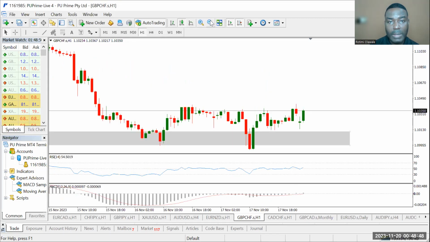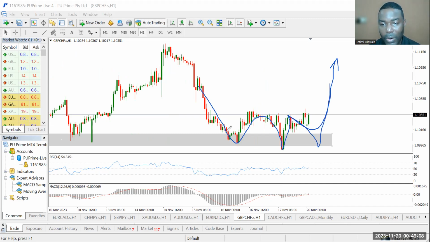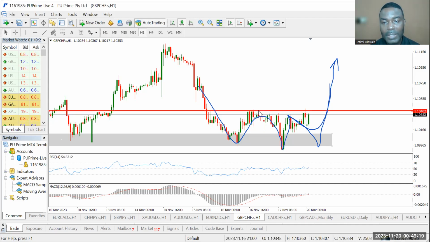So if we go down to the 1 hour time frame, now there are 2 ways I'm looking at this. This can be an inverse head and shoulder pattern. That's the way I'm looking at it. Now the second shoulder might come down, or it may just go up the way it's doing at the moment. Either way, once price clearly breaks out above the neckline, which is this level here, it will be time to trigger a buy on GBPCHF. So I'm bullish biased on GBPCHF.